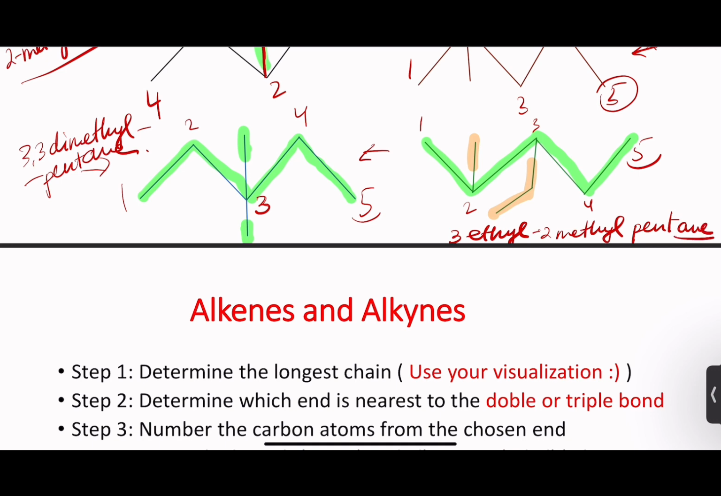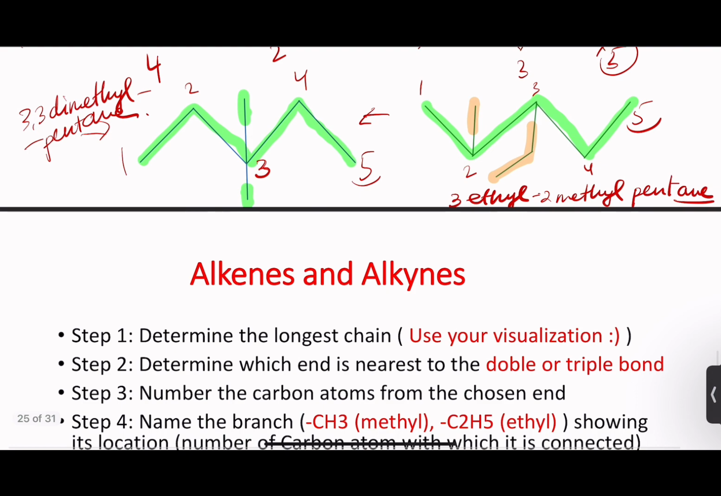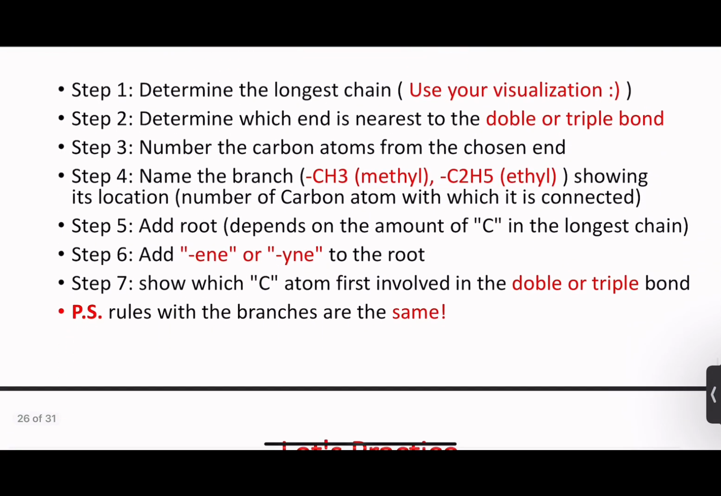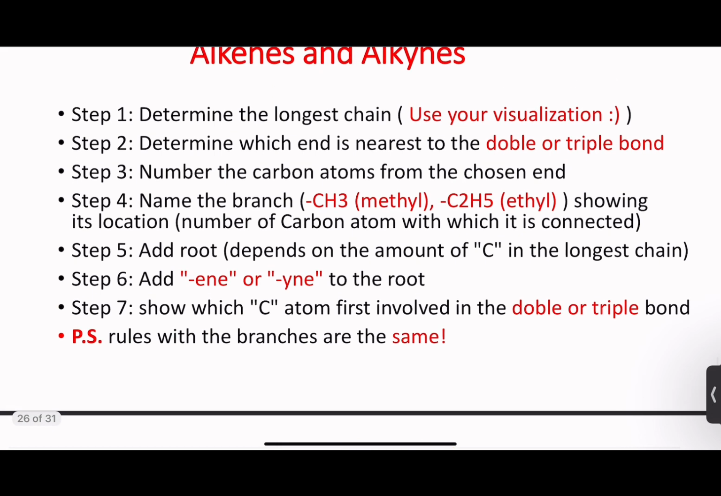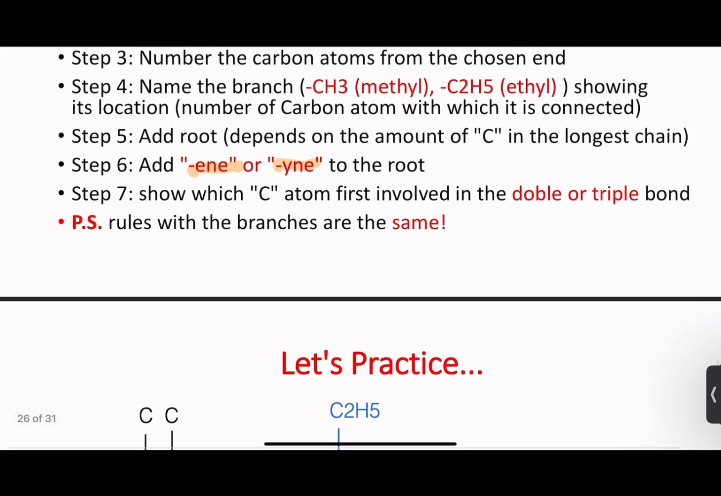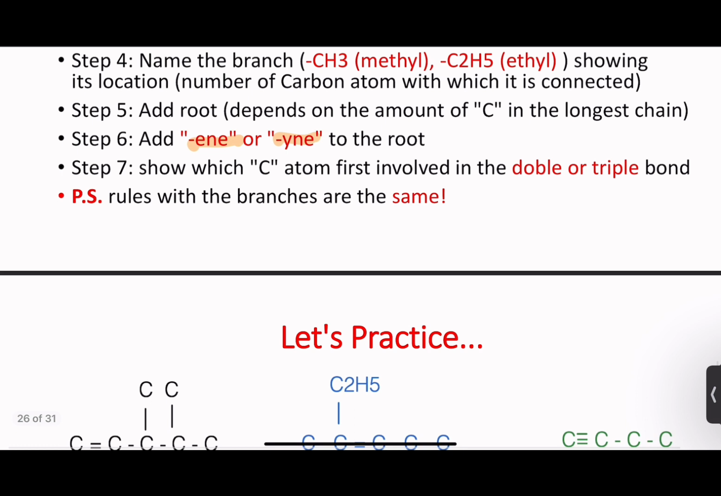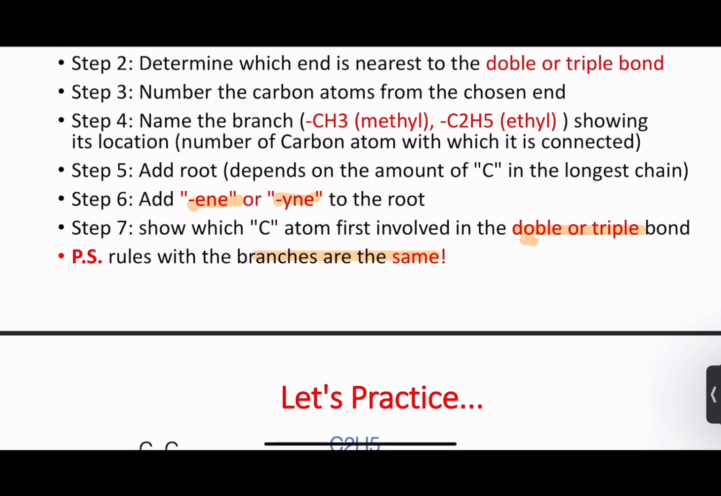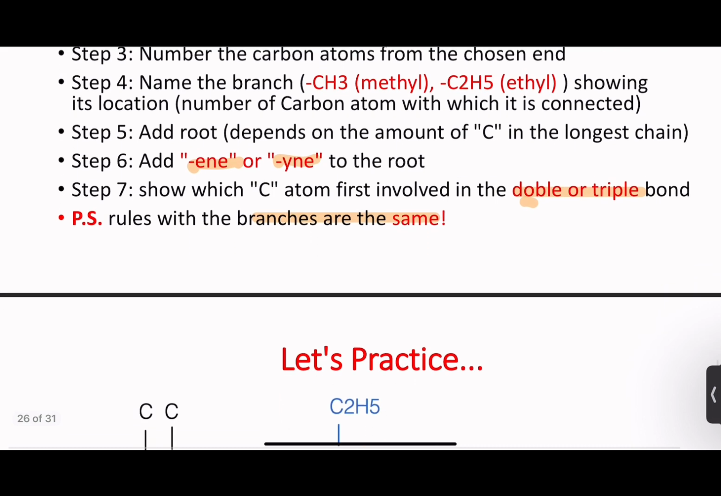Everything is a single bond. You don't see any double bonds in here. And then alkenes and alkynes. I want you guys to read the rules in here. You add the ending of "-ene" or "-yne". We have done some of them already. And then show which carbon atom is first involved in the double or triple bond. So the names with the branches are going to be the same, but I want you guys to pay attention.